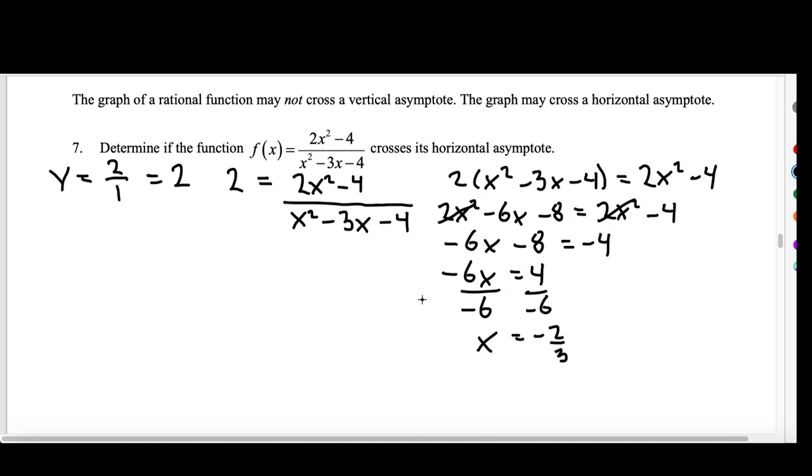So when y equals 2, the value of x equals negative 2/3. So yes, the graph does cross the horizontal asymptote at the point negative 2/3, comma 2.